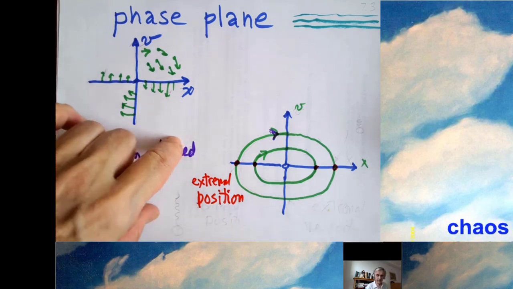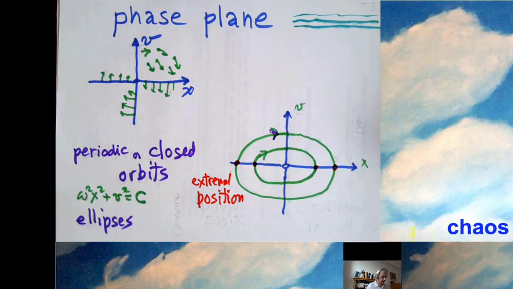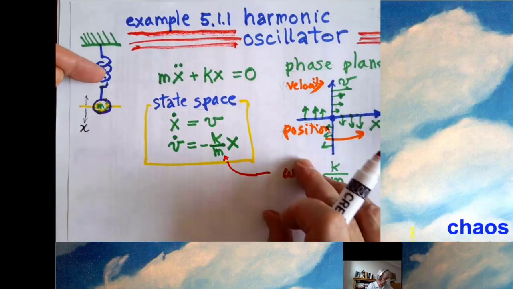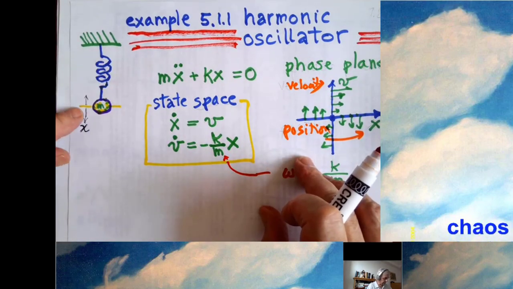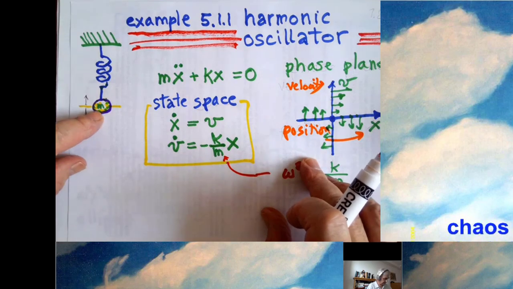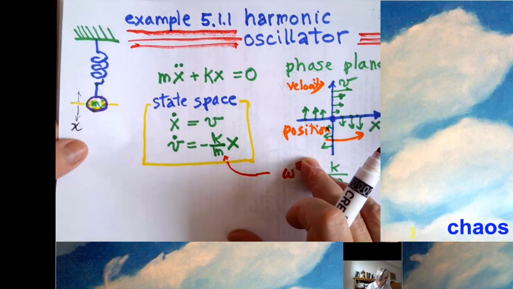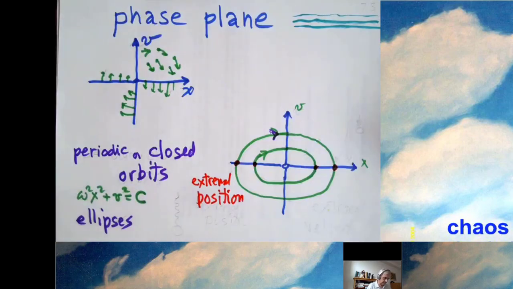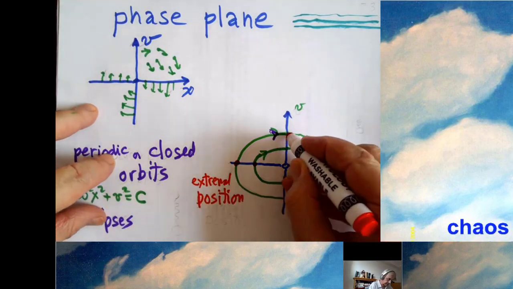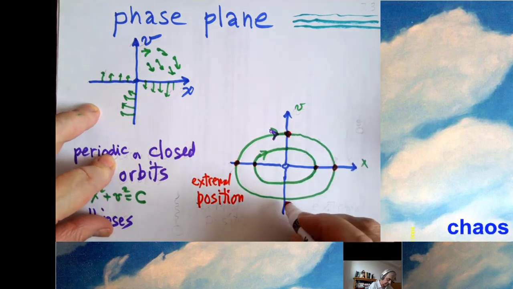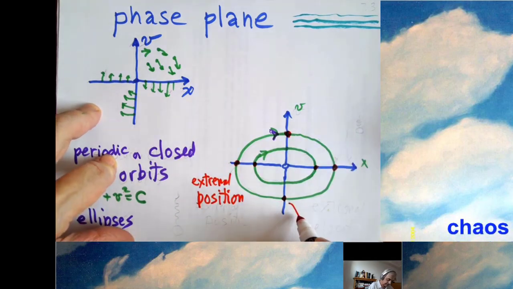So extrema in space correspond to no motion, no kinetic energy, all the energy is in the string. Similarly, when you start up here, you shoot through x equals zero, and then you start slowing down. So at x equals zero, you have most kinetic energy. And you can see here, that's an extremal point as well. So here you have extremal velocity.